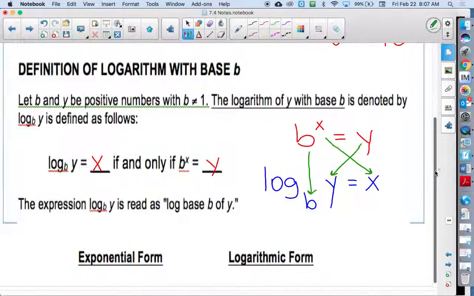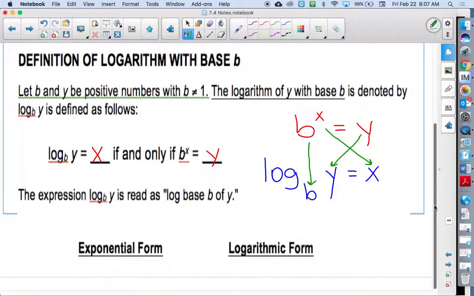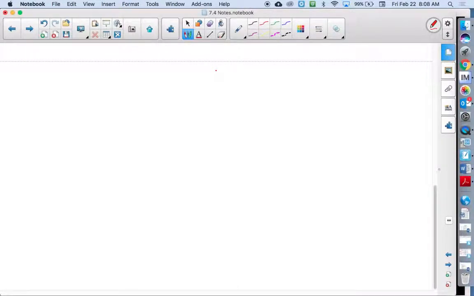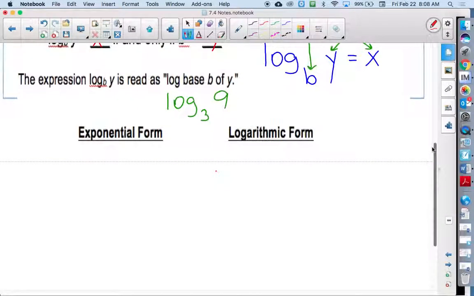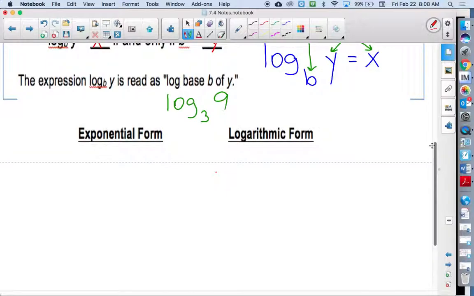It says the expression, this is going to be the weird part because you're going to start reading these. When you read them, you would say log base b of y. So I would say log base 3 of 9. That's how I would read that. Log base 3 of 9. So we're going to convert the couple problems in the chart. Just writing the exponential form. I'm going to flip my page and write them at the top here.